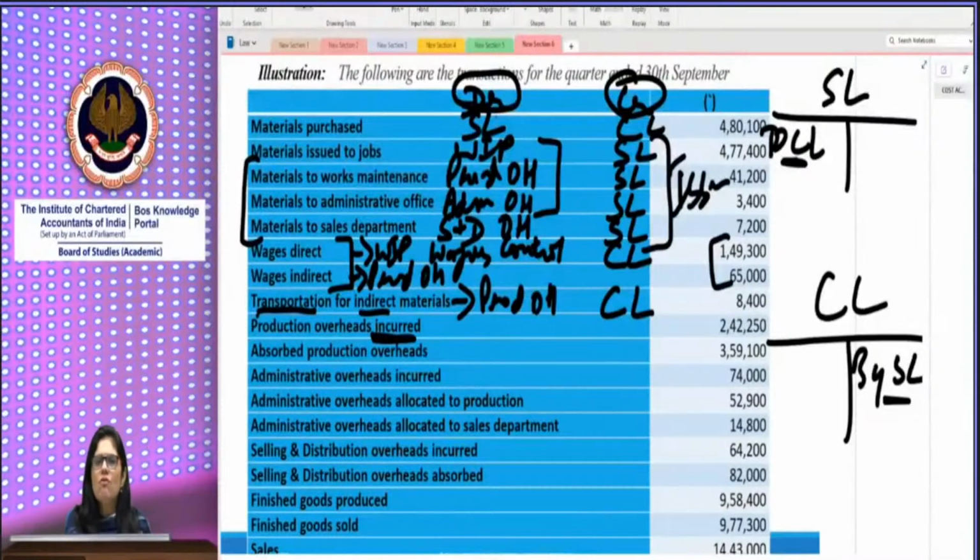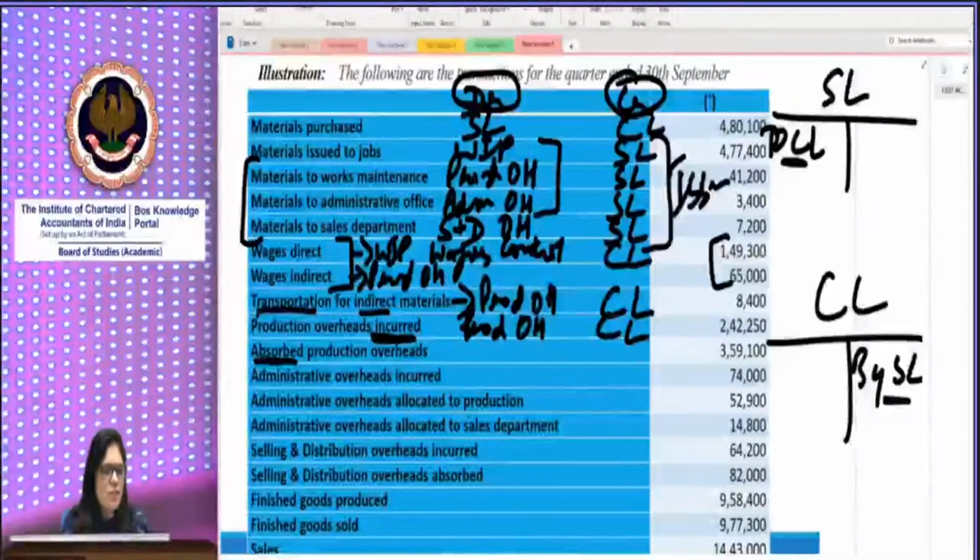Okay. Production overhead incurred now. Incurred means it's coming from outside. You are incurring them first. So production overhead control account debit, CL account credit. You are incurring production overhead now. Absorbed production overheads: production overheads are absorbed to which control account? It's an internal transfer. Production overheads are first incurred through CL account. Now they will be absorbed. Production overheads absorbed to which account? Let me see the answer.